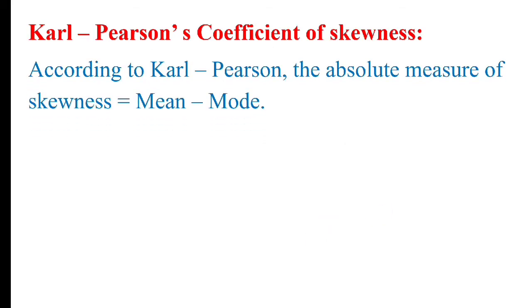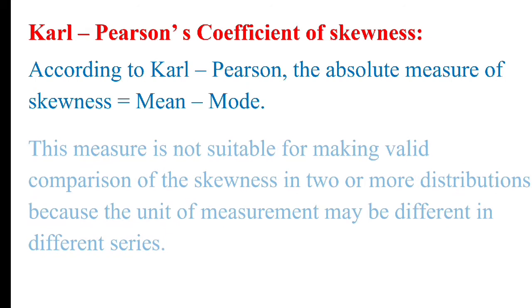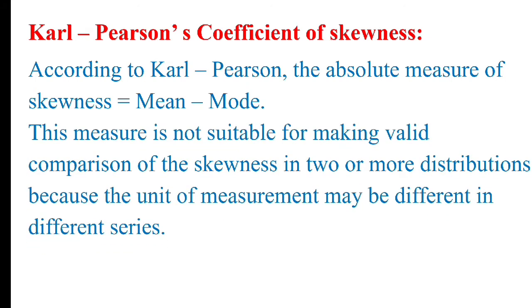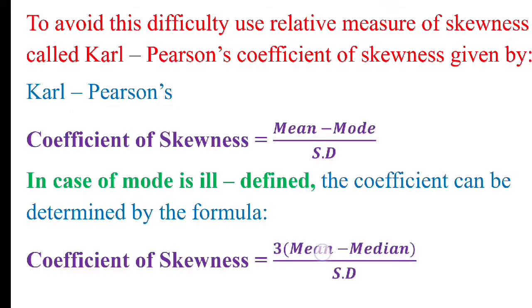So here you can say skewness equals mean minus mode; the absolute measure of skewness can be found out according to Pearson. This measure is not suitable for making a valid comparison of the skewness in two or more distributions because the unit of measurement may be different in different series. So why is it difficult to use? We use relative measures of skewness.